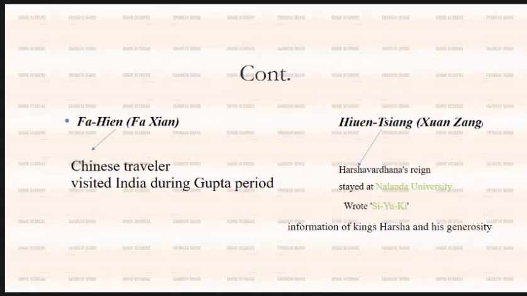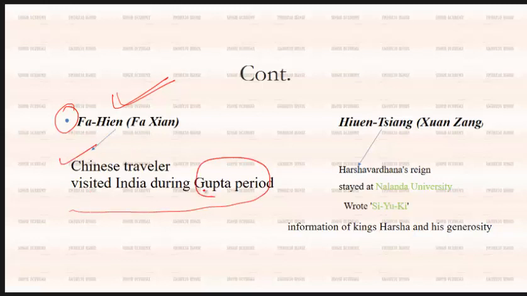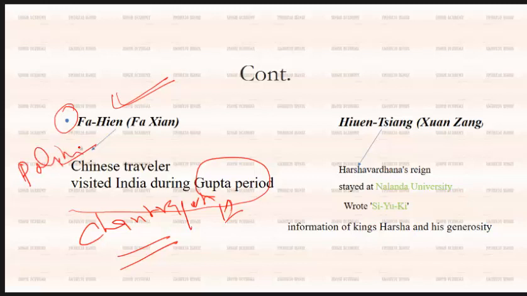Now the next point is another important foreign writer, a Chinese writer who came to India, whose name is Fa-Hien. Fa-Hien was a Chinese traveler, and he visited during the Gupta period, during Chandragupta II. He gave information regarding the Chandragupta period. He didn't give the political condition of that time.